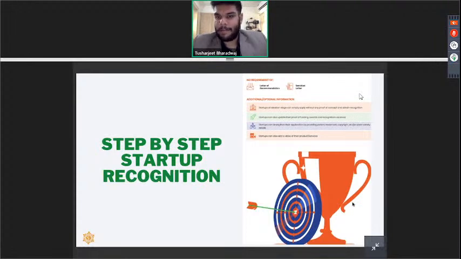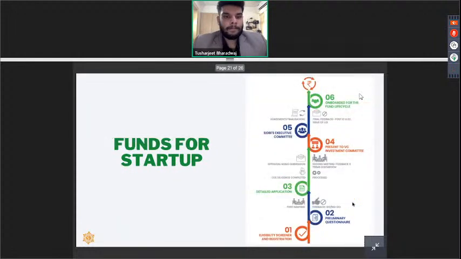Startups can also update their proof of funding, awards, and recognitions received. Startups can strengthen their applications by providing patent, trademark, copyright, or plant variety details. Then, startups can also add a video of their products and services. So basically you need to highlight your company, your startup, the work which you are doing, the sector which you are aiming at, and the recognitions which you've got, the products, and the services which you are giving.